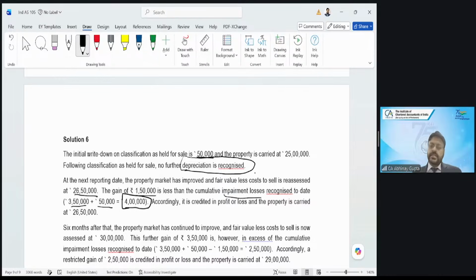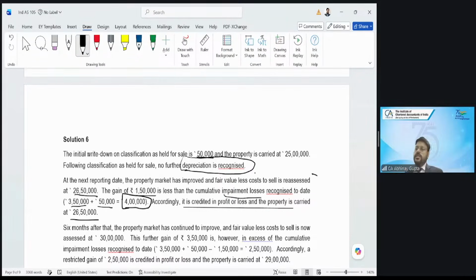So against this 4 lakh, this 1 lakh 50,000 can be restored because of this improvement in the fair value. Accordingly, this 1 lakh 50,000 will be credited in the profit and loss, and the property is carried at 26 lakh 50,000.